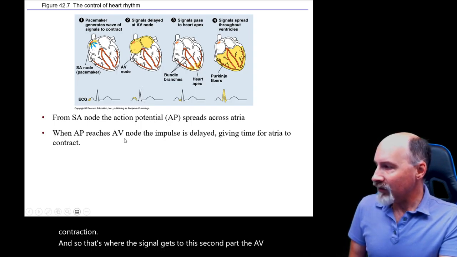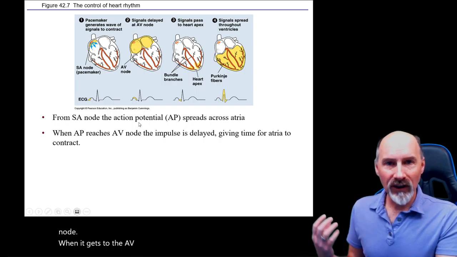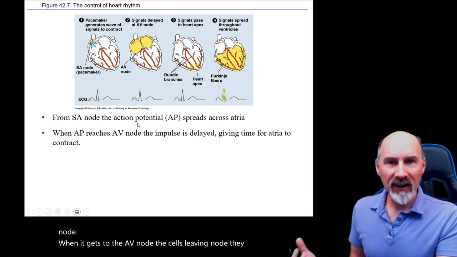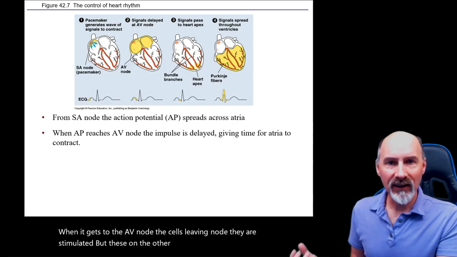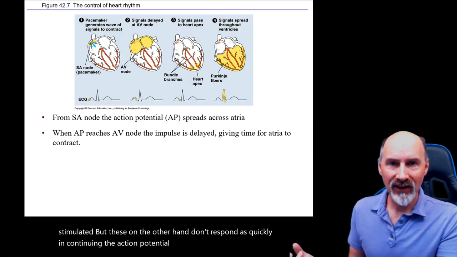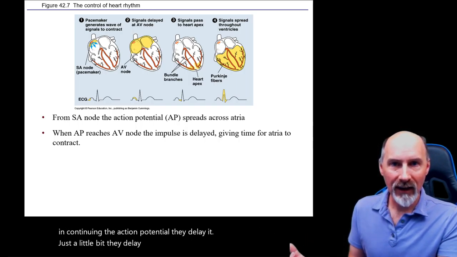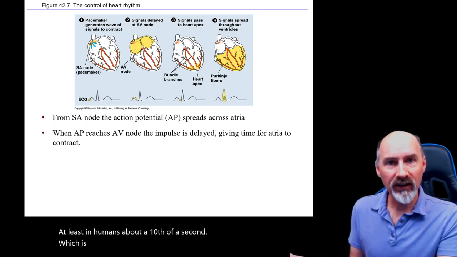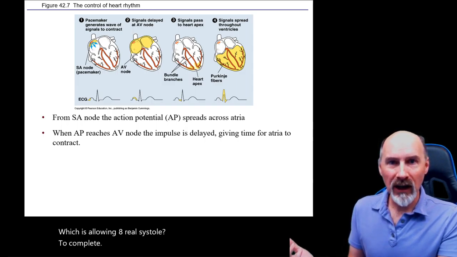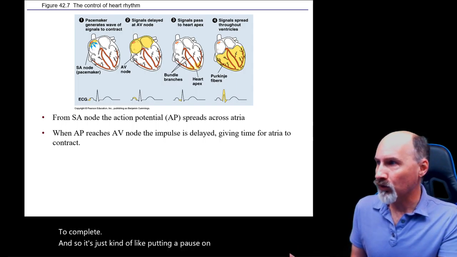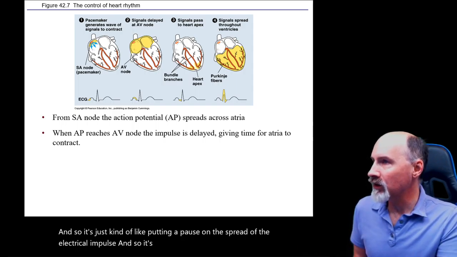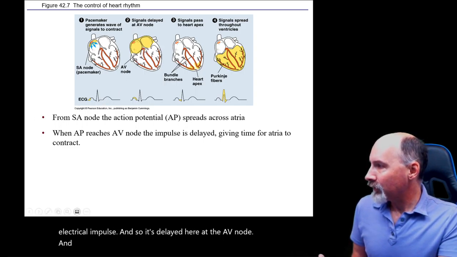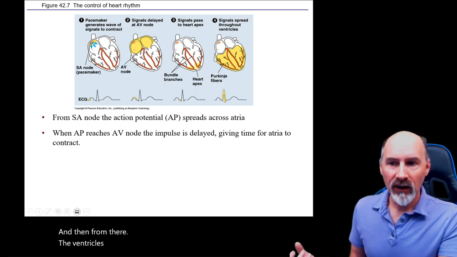All right. When it gets to the AV node, the cells of the AV node are stimulated, but these, on the other hand, don't respond as quickly in continuing the action potential. They delay it just a little bit. They delay it, at least in humans, about a tenth of a second, which is allowing atrial systole to complete. And so it's just kind of like putting a pause on the spread of the electrical impulse. And so it's delayed here at the AV node. And then from there, the ventricles can now contract.